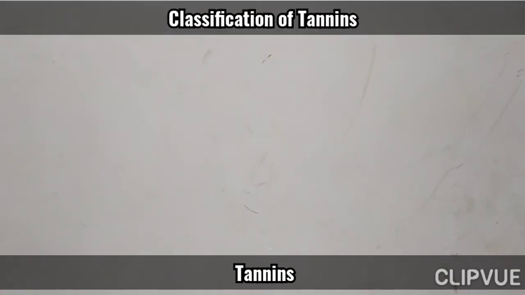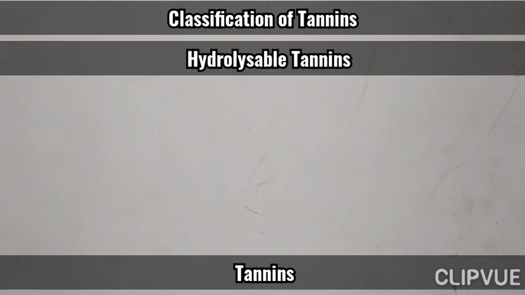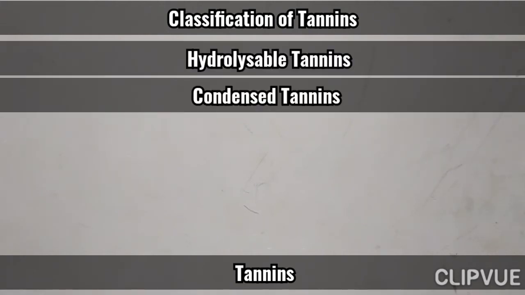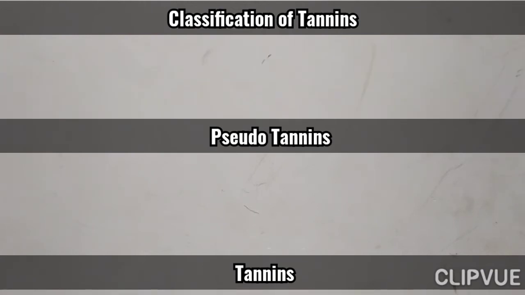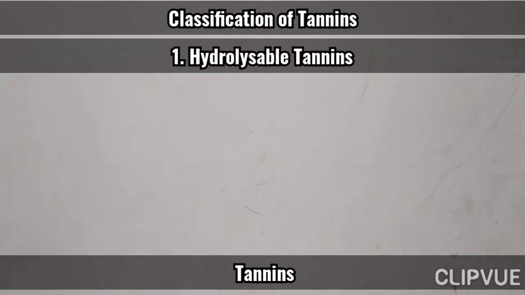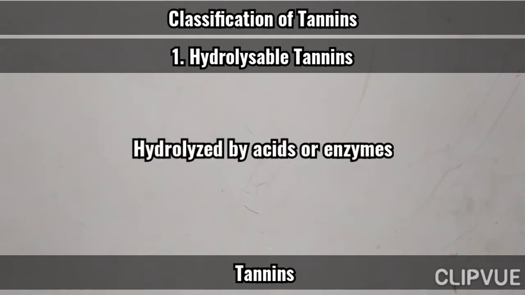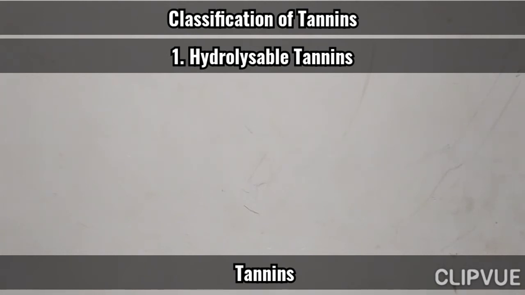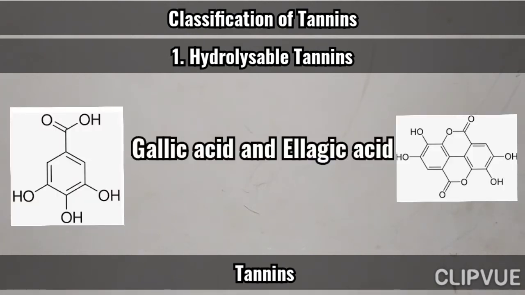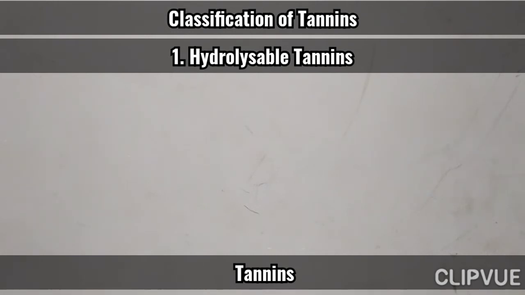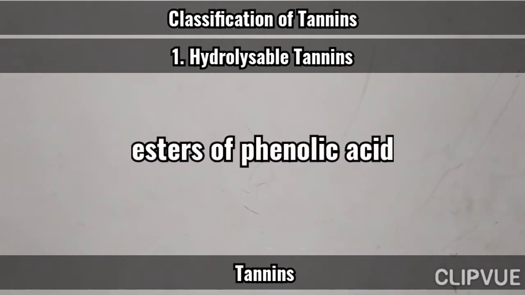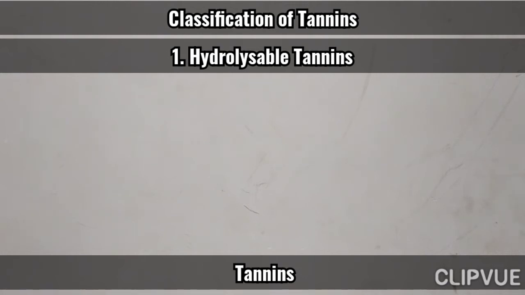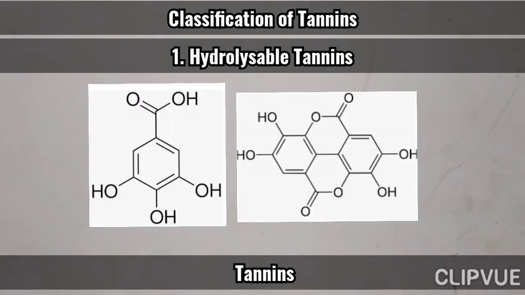Right. So the second one, classification. It is basically classified into three categories: hydrolyzable tannins, condensed tannins, and pseudotannins. First one, hydrolyzable tannins. These tannins are hydrolyzed by acids or enzymes and produce gallic acid and ellagic acid. Chemically, these are esters of phenolic acids like gallic acid and ellagic acid.